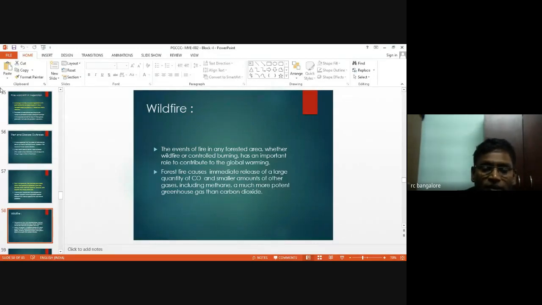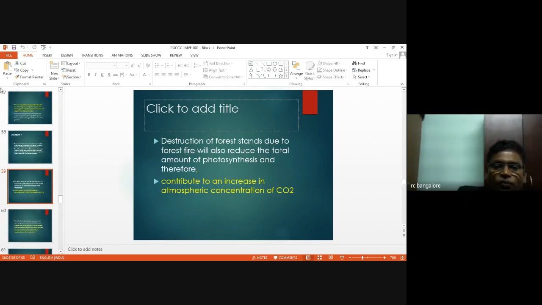Forest fire causes an immediate release of a large quantity of carbon monoxide and smaller amounts of other gases, including methane, a much more potent greenhouse gas than carbon dioxide. Destruction of forest stands due to forest fire will also reduce the total amount of photosynthesis. If there is forest cover, with a large number of trees, photosynthesis will take place, with intake and reduction of carbon dioxide and more release of oxygen.